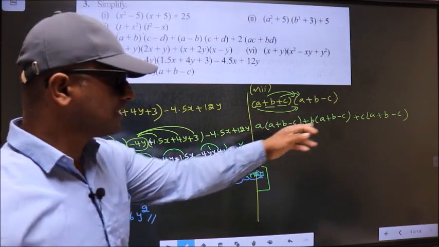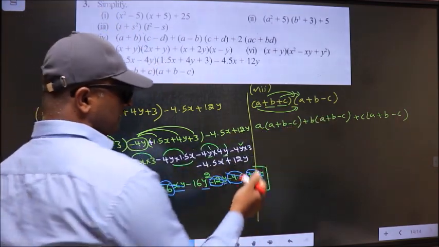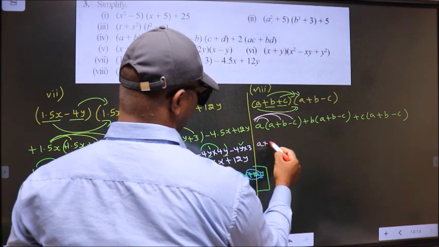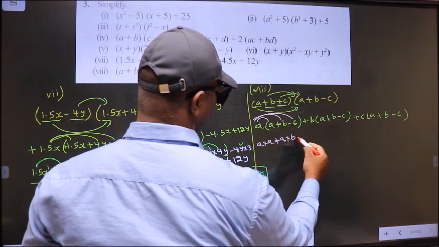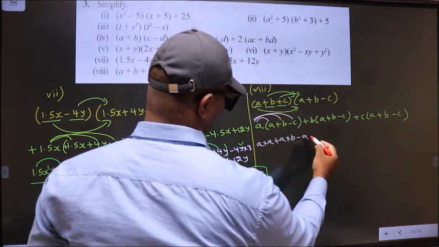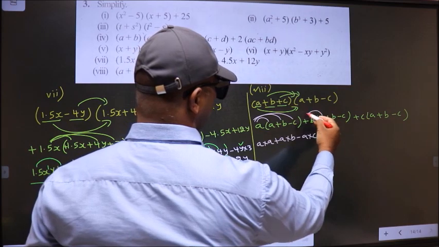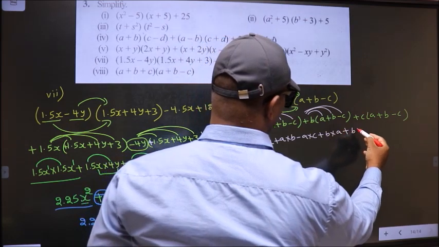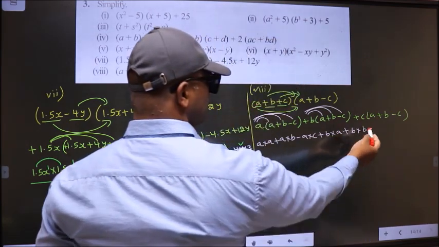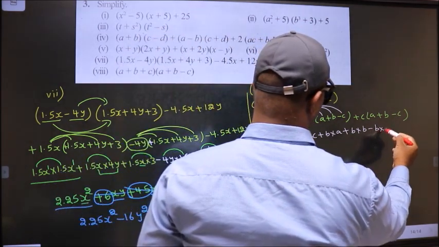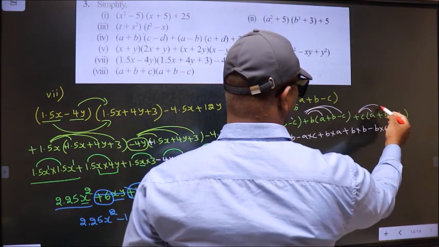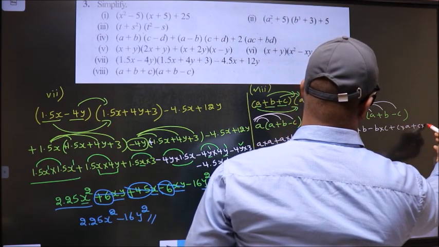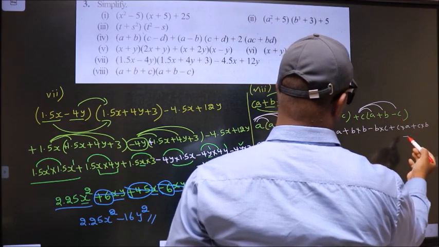Okay, understood with this step? Next. Now we open up the brackets with plus A. So we get A into A plus A into B minus A into C. In the same way here you open up the brackets with plus B. So we get plus B into A plus B into B, plus into minus, minus B into C. Now here you open up the brackets with plus C. So we get plus C into A plus C into B, minus plus into minus, minus C into C.